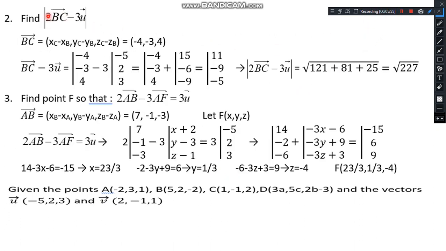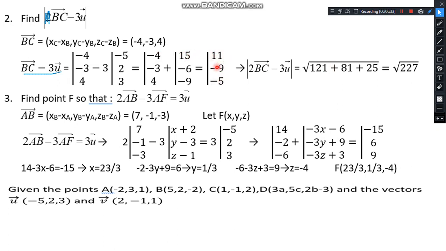Now I want the vector norm of 2BC minus 3u. The components of BC here are 1 minus 5, minus 4, minus 3, 4. Sorry, here I did it as BC minus 3u, so let us correct it. So I want BC minus 3u, so BC minus 3 times vector u. Vector u here is (-5, 2, 3), so it's minus 4, minus 3, 4. Here it will be plus 15, plus minus 6, plus minus 9. You add the components, you have this one. I want the norm of that one.